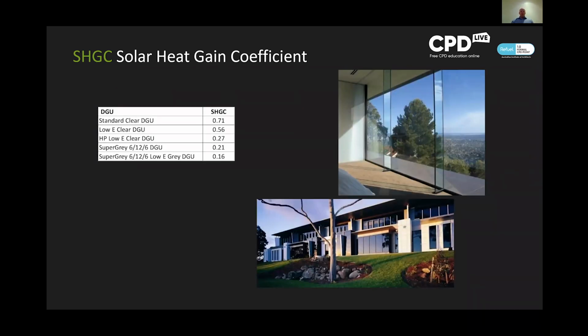We're just going to look at a few standard glass solar heat gain coefficient values. So standard clear double glazed unit, you're looking at a solar heat gain coefficient of 0.71. Even with a super grey, dark glass, low E, high performance, your building's going to look a bit like the one on the bottom there, very, very dark glass. You've got a SHGC of 0.16.